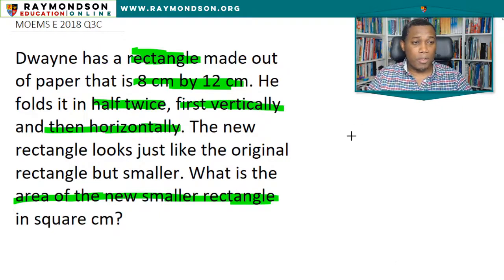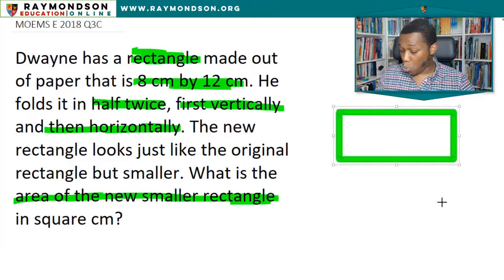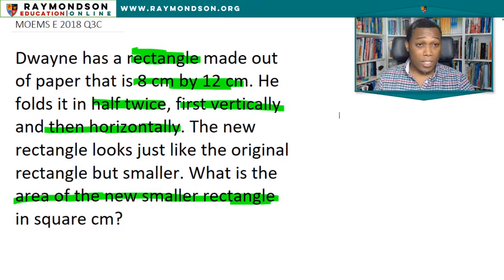So we want to visualize this. We want to visualize our rectangle. Whoa, I did not expect the rectangle to look like that.